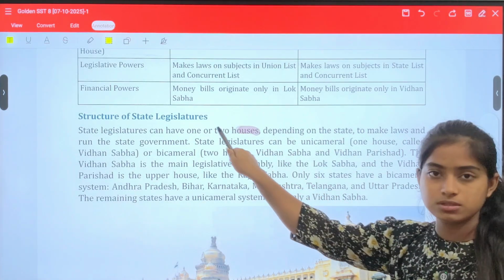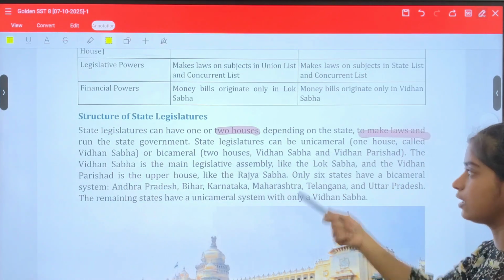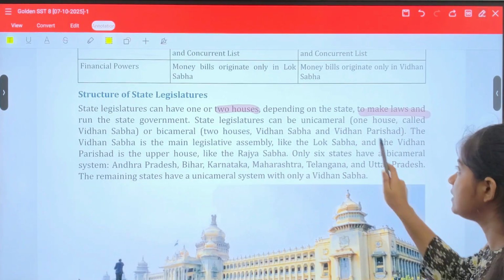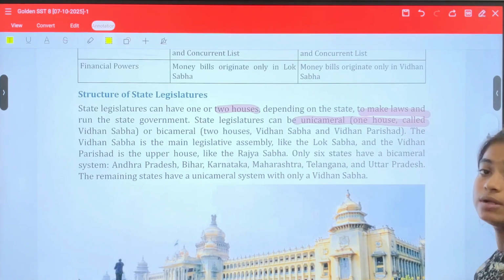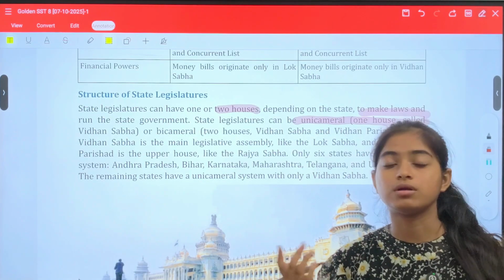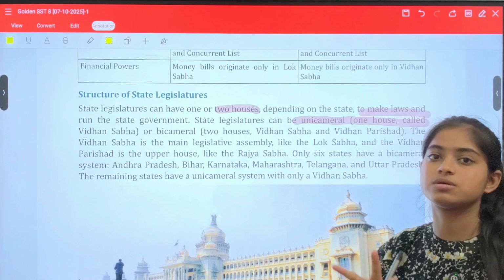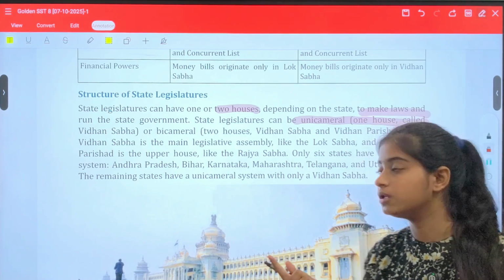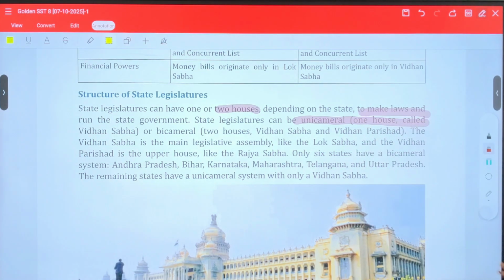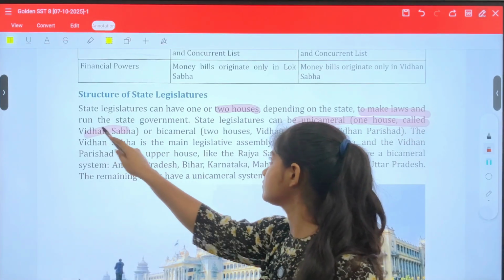So they have 2 houses, already discussed, depending on the state, to make laws and run the state government. So state governments can be unicameral. Unicameral means it is not necessary to have 2 houses, that is Lok Sabha and Rajya Sabha, which is called bicameral. Clear? That means one house, which we call the Vidhan Sabha.